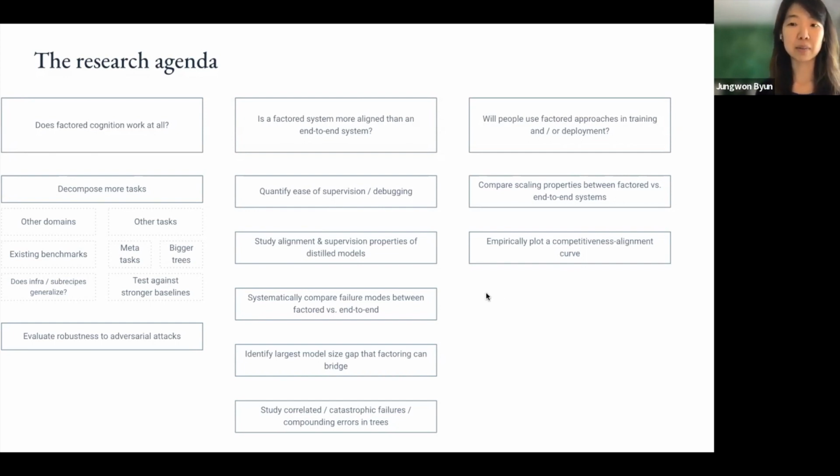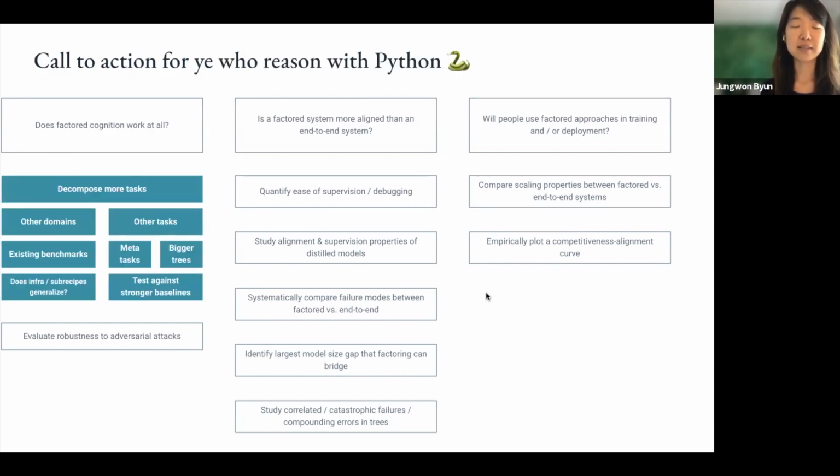But I think for now, it's maybe helpful to talk specifically about decomposing more tasks, which is a great call to action for all of you who reason with Python. So I think we're still kind of here, there's a couple signs of life, some budding shoots, but we really need to scale it up, apply it to more tasks in other domains, different types of tasks that are not just about reasoning about randomized control trials, maybe doing existing benchmarks where other people have tried a lot harder to get what would be the baselines to be really performant.